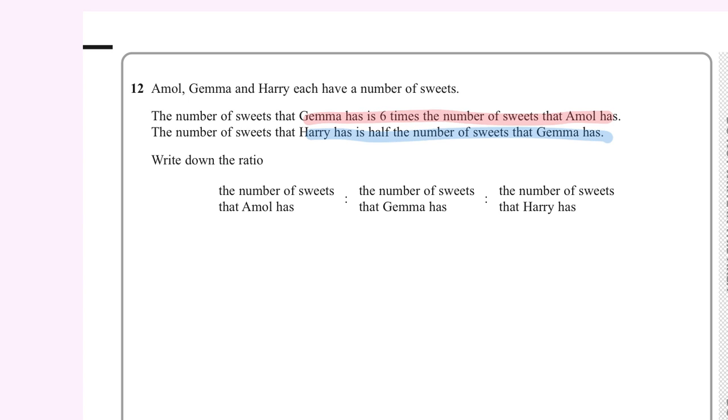But we know Gemma has 6 times the number that Amal has. So we can straight away write down that she has 6 times the amount that Amal has. And it also says that Harry has half the number that Gemma has. So we just need to find half of this, and that'll give us the number here. So half of 6, well, that's just 3. Okay, and that's literally it. So it looks quite scary. If you weren't sure, at least get something down. You'd probably pick up a mark for just saying 1 to 6 in the first place. So, honestly, you want to be giving that one a good go.